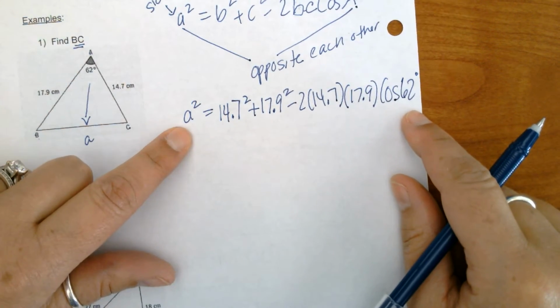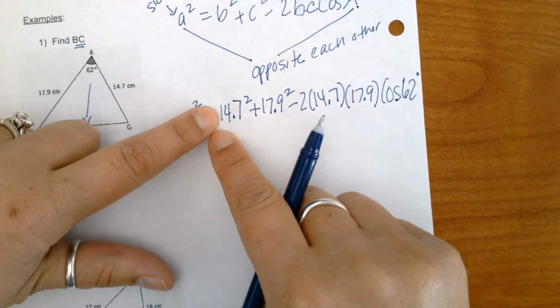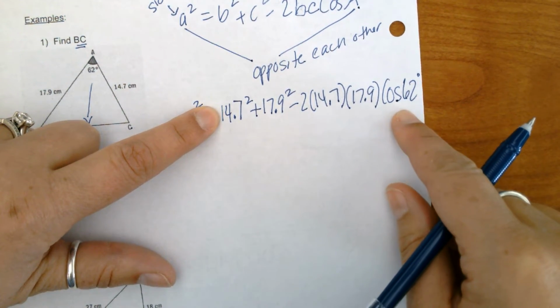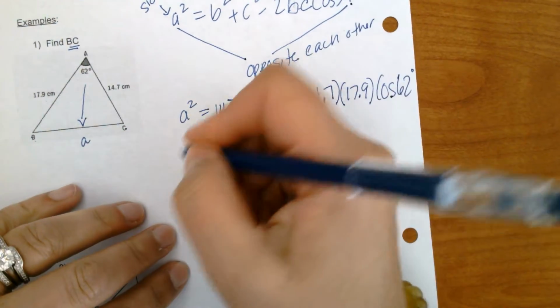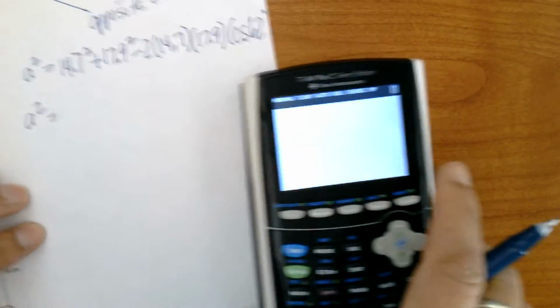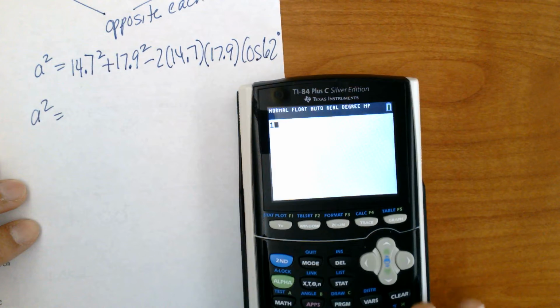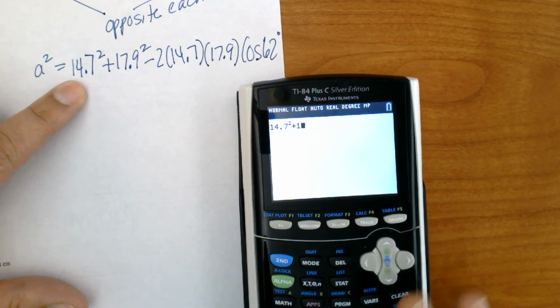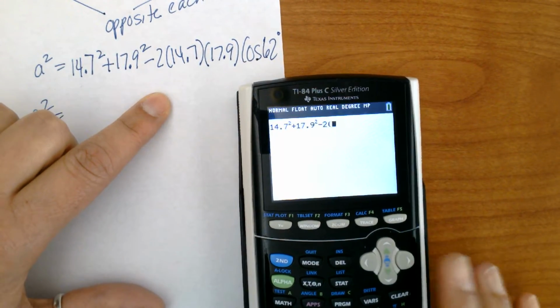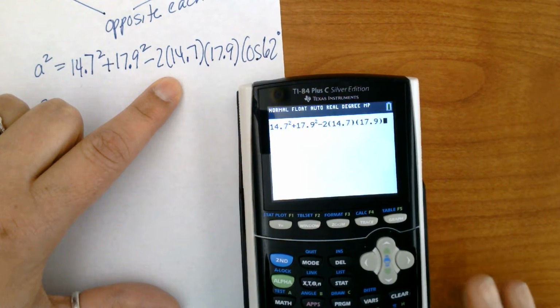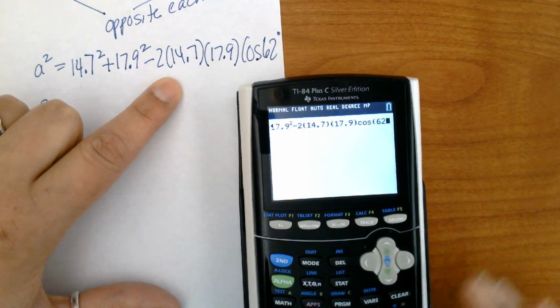So now in our calculator, if you notice, we have no variables. We can just put this in, everybody. We don't have to do it by steps. We can just simply put it in our calculator. So let's do that. So we have a squared equals, bring our calculator over, 14.7 squared plus 17.9 squared minus 2 times 14.7 times 17.9 times cosine of 62.